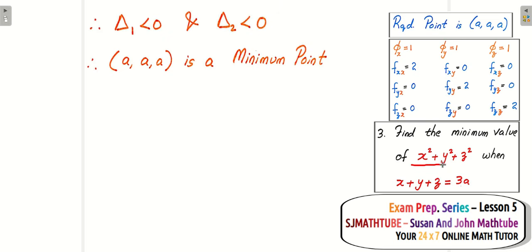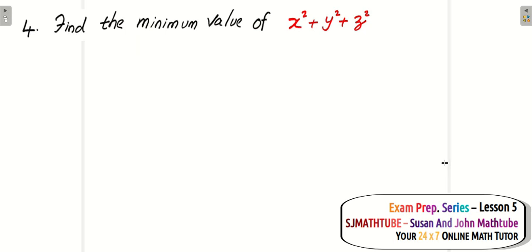And don't forget our function is here, so we'll plug in this point and we'll find the minimum value. This is the minimum point, but we are asked the minimum value, and that will be a square plus a square plus a square. That gives me 3a square. Okay, that's it. Now let's move on to one more question.